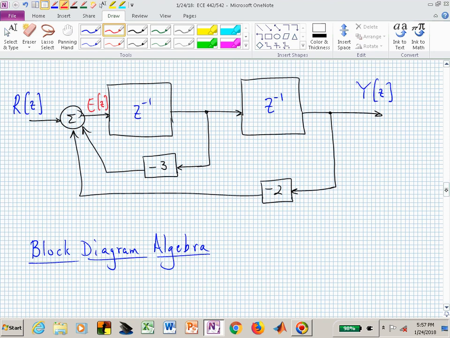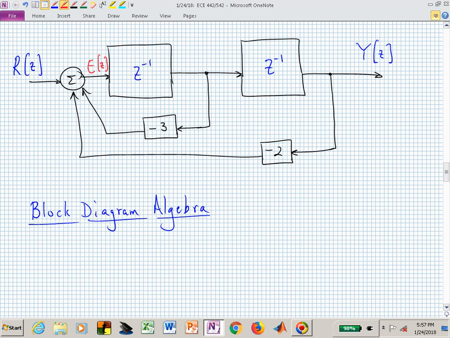Let's see if we can write an equation in terms of E of z, the output of that summing junction.